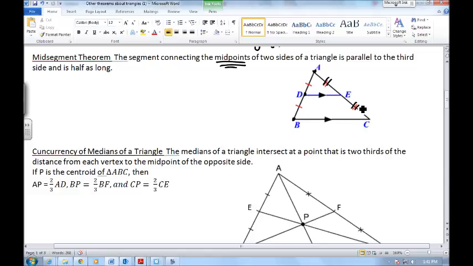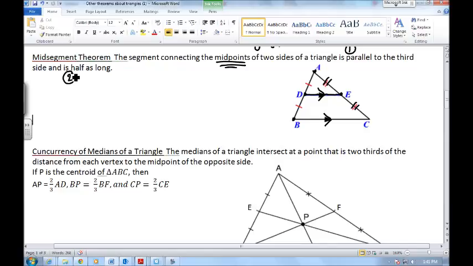Okay, so when we have two midpoints and we connect them, it creates a mid-segment that goes through the midpoints. Mid-segment, midpoints. Two things happen. Here's the first one: the mid-segment is parallel to the base. And here's the second one that's important that we'll be using.